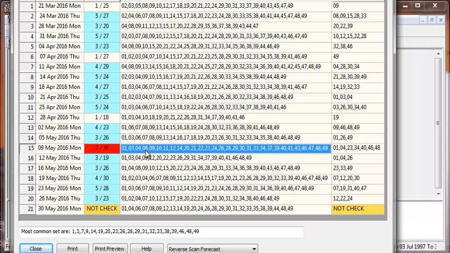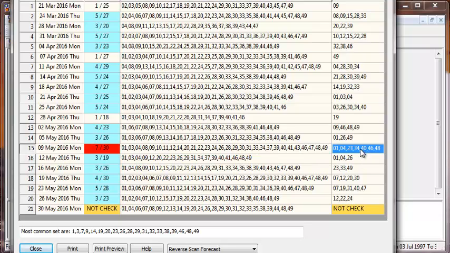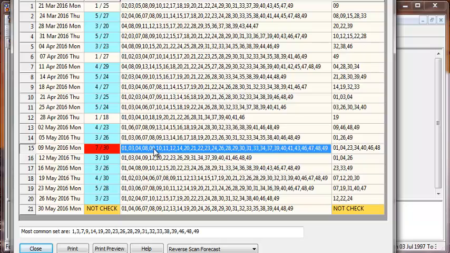These 7 numbers are 1, 4, 23, 34, 40, 46, 48. Appear on when? Appear on the 12th of May. This is what I mean. Mean to say that on the 9th, it forecasted 30 numbers, and out of these 30 numbers, 7 numbers appear on the 12th of May. Please take note. Please take note.